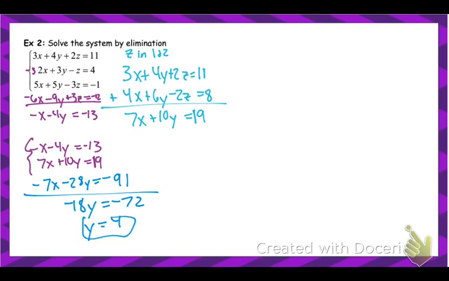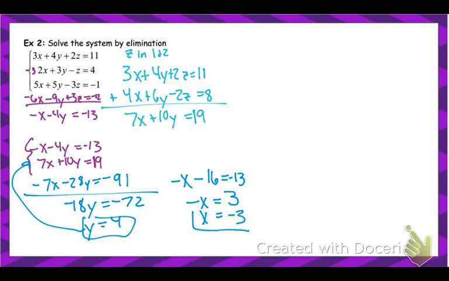Once I know one variable, I'm going to take it and plug it back into one of those two equations. So if I do negative x minus 16 equals negative 13, so negative x equals 3, so x equals negative 3.